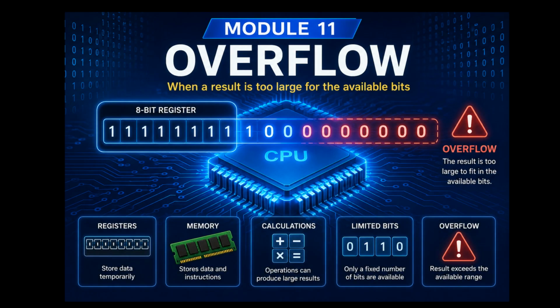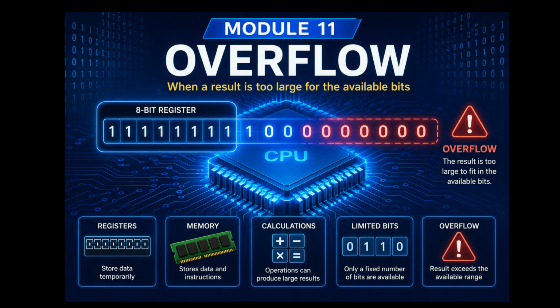In this lesson, we'll learn about overflow. Overflow happens when the result of a calculation is too large to fit into the available number of bits. Here, we have an 8-bit register. The register is already full, with 8 bits. But after a calculation, the answer needs one extra bit. That extra bit cannot be stored because the register has reached its limit.